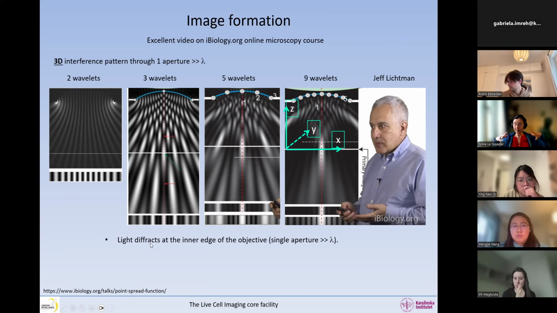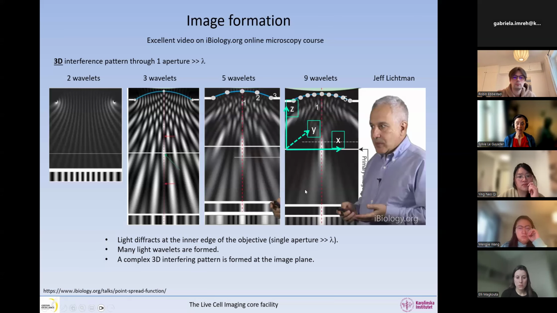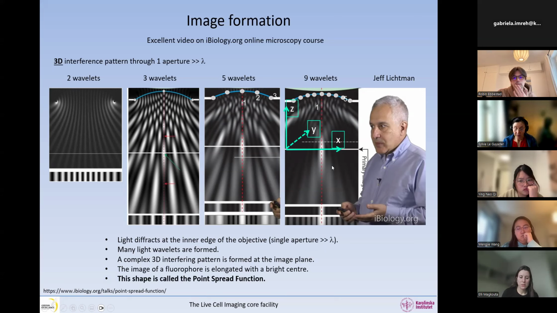So the light coming from our sample diffracts at the inner edges of the objective, and many wavelets are formed. And so we get a super complex interference pattern like this, formed at the image plane. And therefore, the image of a fluorophore looks like this. It's elongated with a very bright center and some sort of shadows around, right? This shape is called the point spread function. And during this course, we're going to talk about the point spread function, or PSF, a lot.